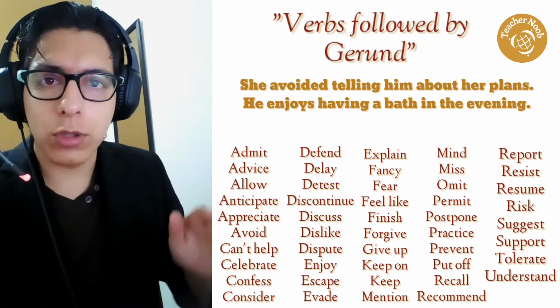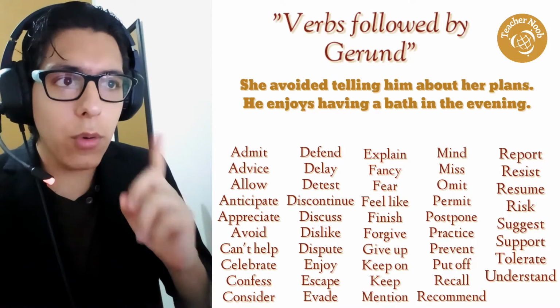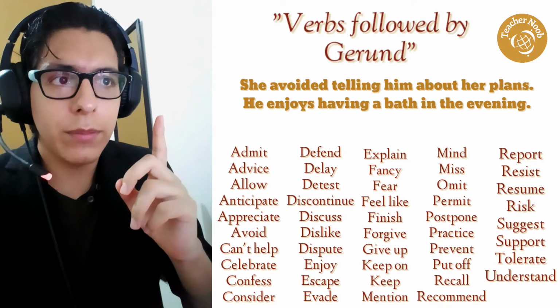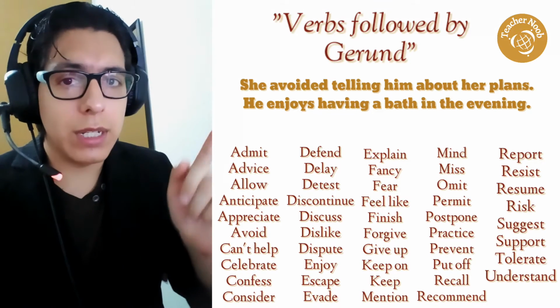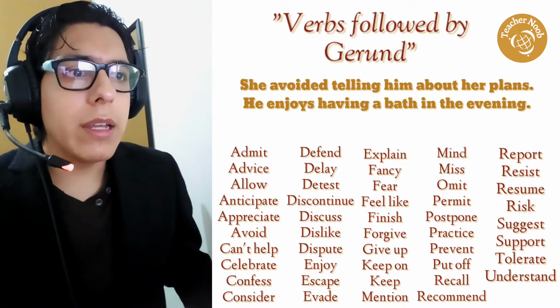The idea is really simple. You have to check the list. You have to pay attention to the list. We are going to pay attention always to the first verb, because the next one is going to be in ing form, in gerund form. Okay, let's check it out.